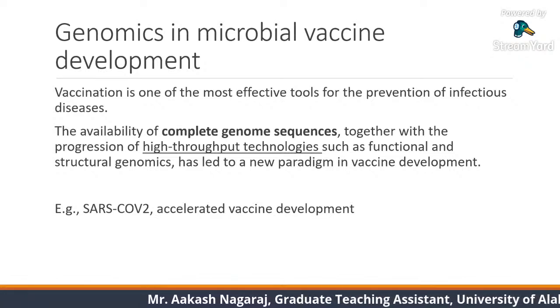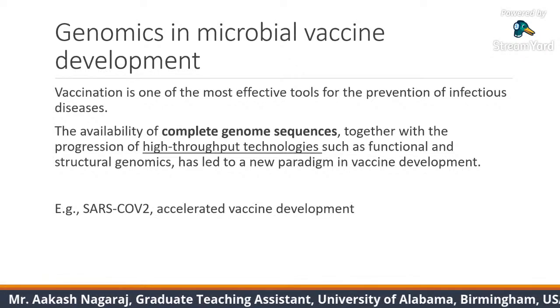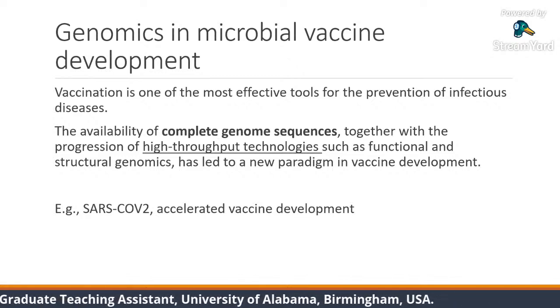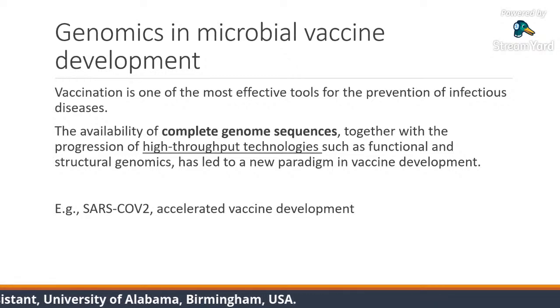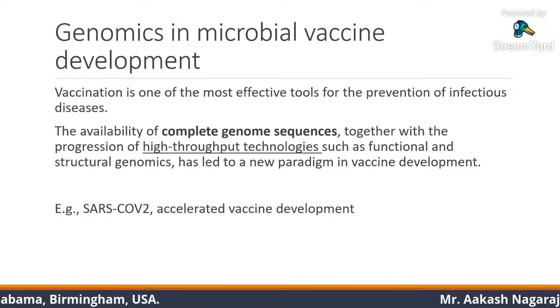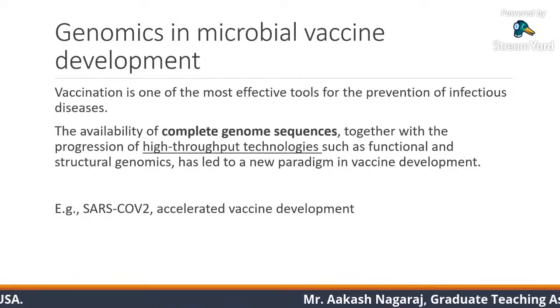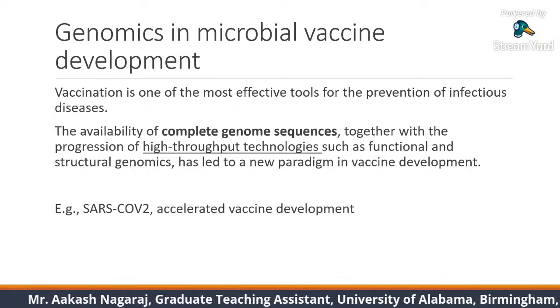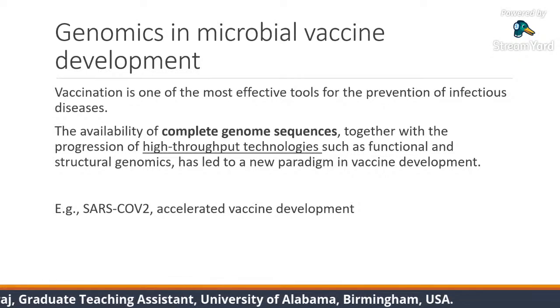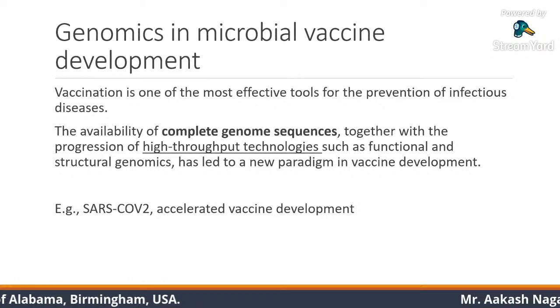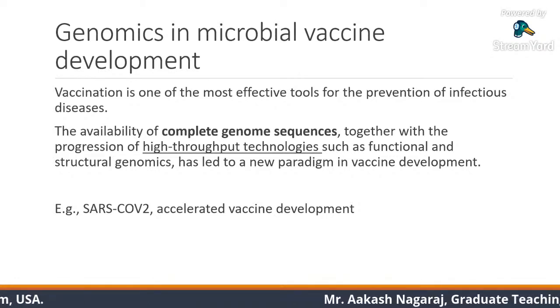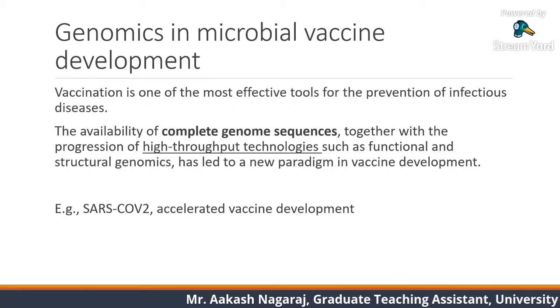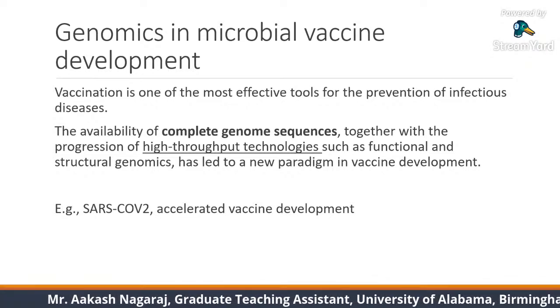And one more use is in vaccine development. Vaccinations are basically one of the most effective tools for the prevention of infectious diseases. And the availability of the genome sequence of the pathogens, suppose it is a bacteria or a virus, if you know the genome sequence, it will be very useful.